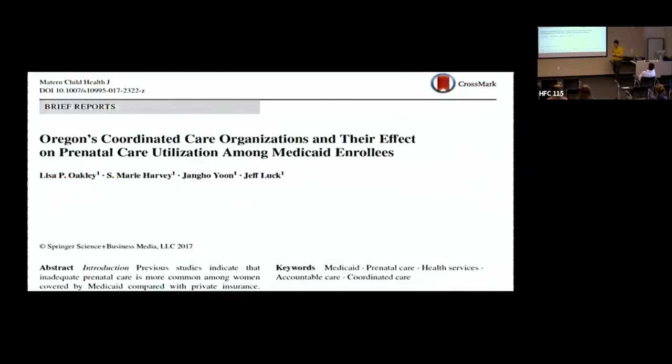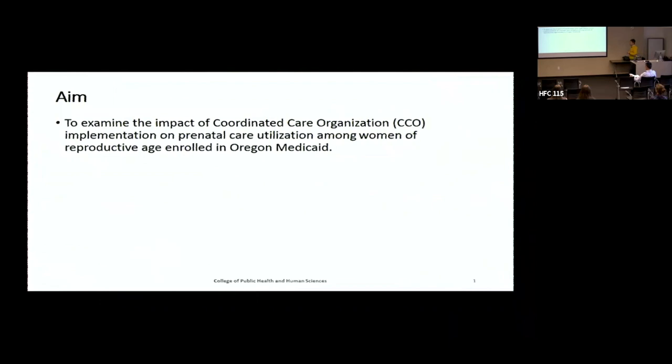So I will talk about the results from three specific analyses. The first one I'm going to talk about is the Oregon coordinated care organization and its impact on access to prenatal care among women of reproductive age, which was published in a journal. Again, our goal is to empirically test whether coordinated care organization implementation has a positive or beneficial effect on access to prenatal care.